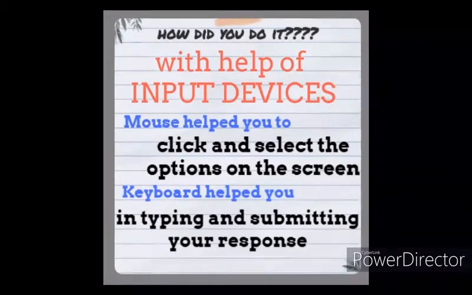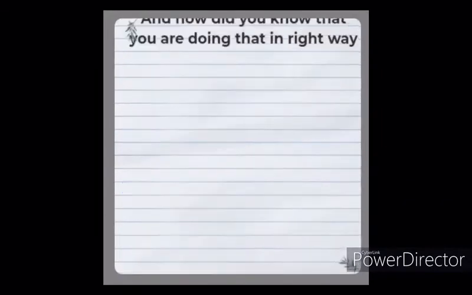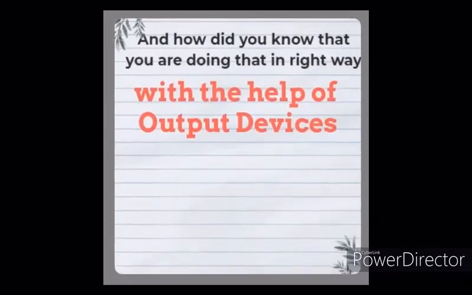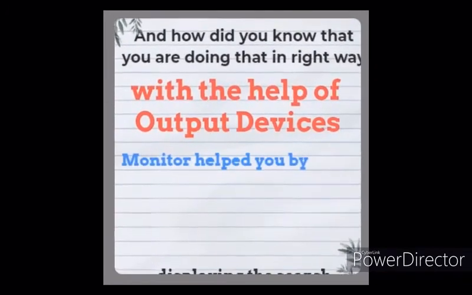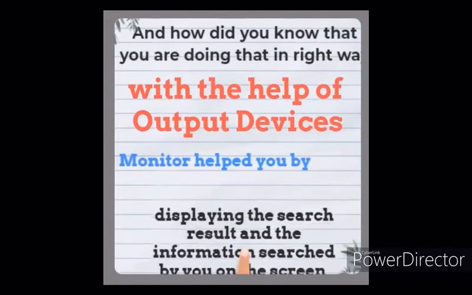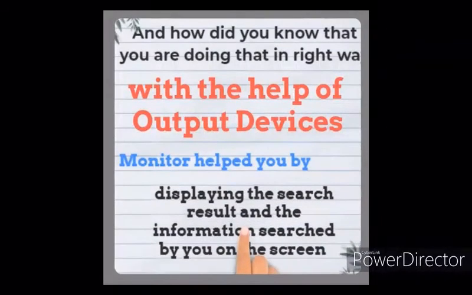Let's get to see. Output devices helped you to know that you are on the right way, like monitor, which is constantly displaying the search result and information searched by you on the screen, so that you will know you are on the right path. Okay, you are constantly getting the information that you are seeking.